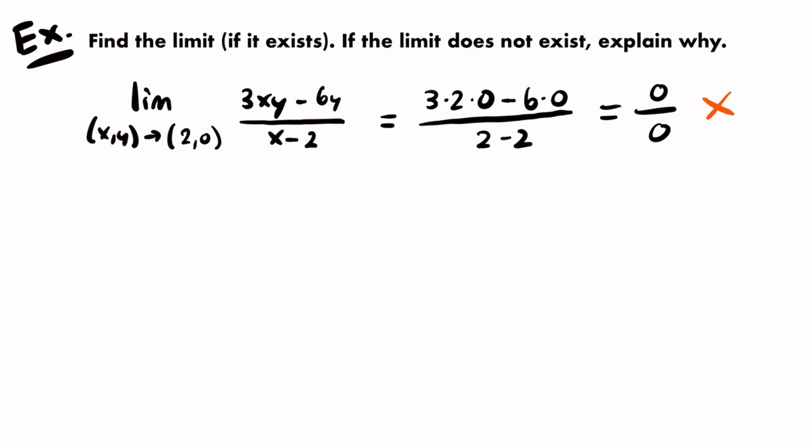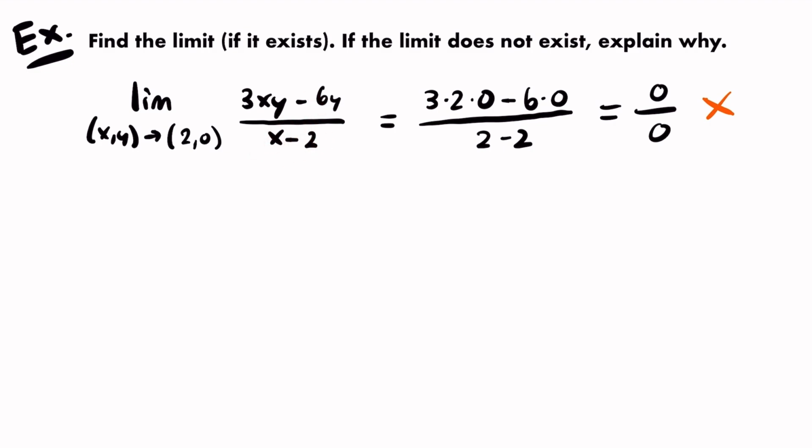And the next thing that you could try to do is manipulate your function algebraically such that something will cancel out so that you can then plug in the values that you are approaching. And so can we do that in this case? Well, let's take a look. In the denominator, we just have x − 2. That can't be simplified at all.